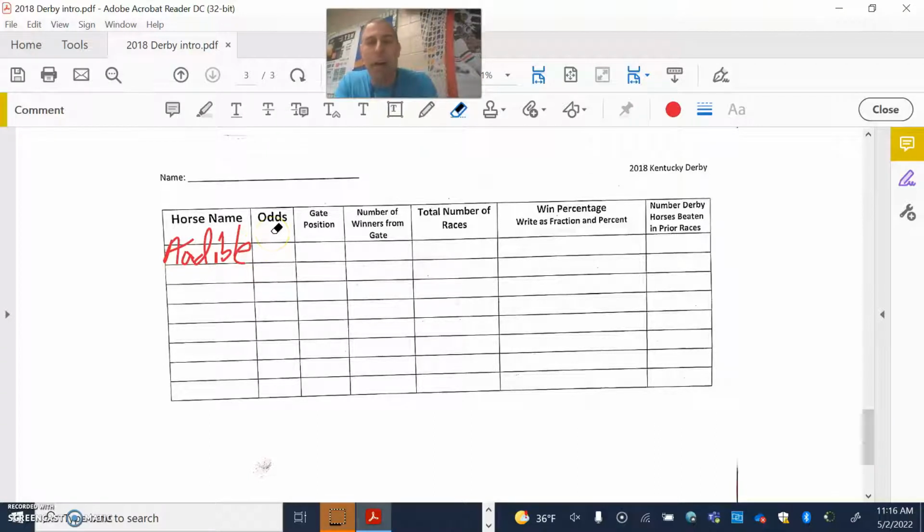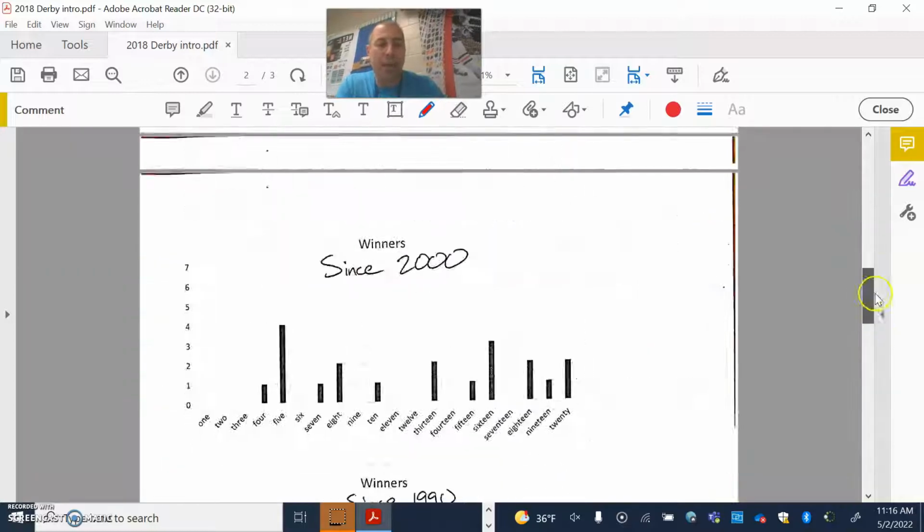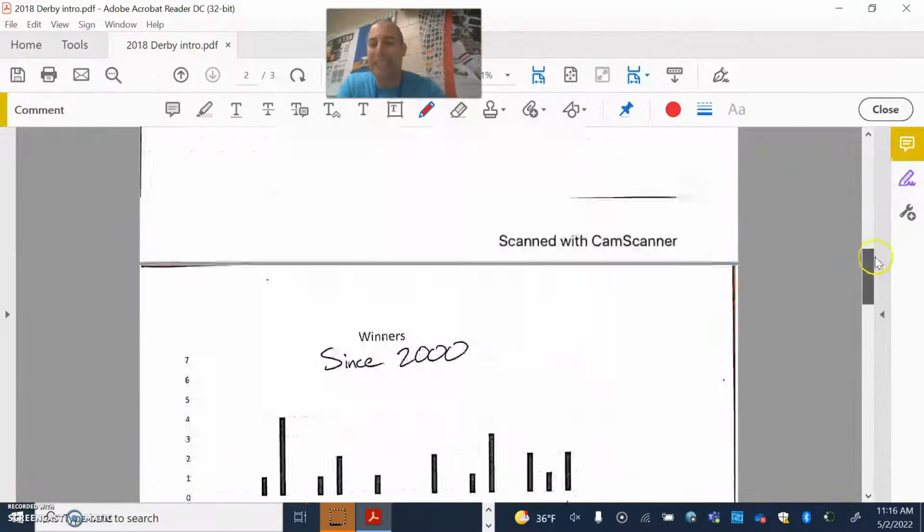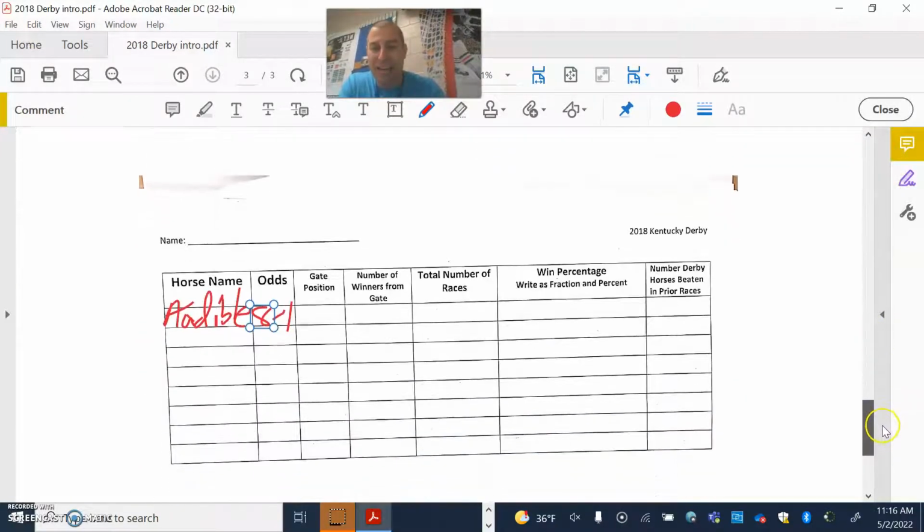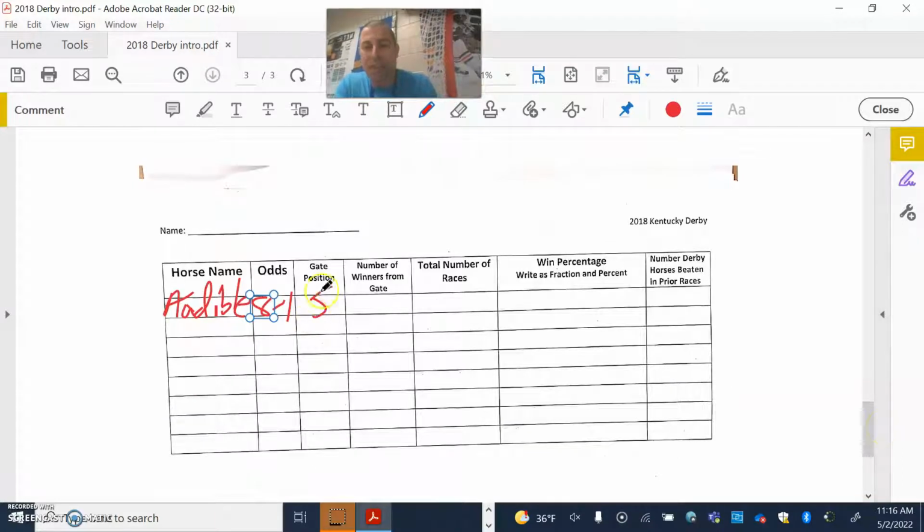All right. We also know the gate position. We see that. We kind of had that right at the beginning. We circled it. It is gate number 5 that's there. So we're going to put 5 in there. Number of winners from that particular gate.